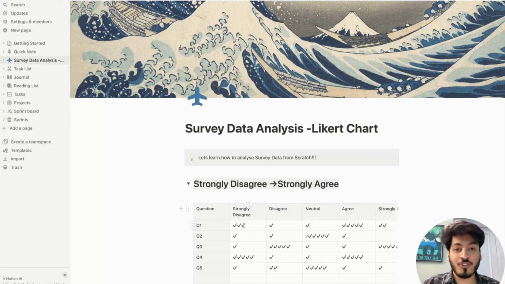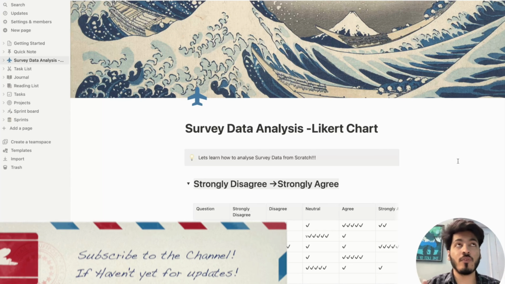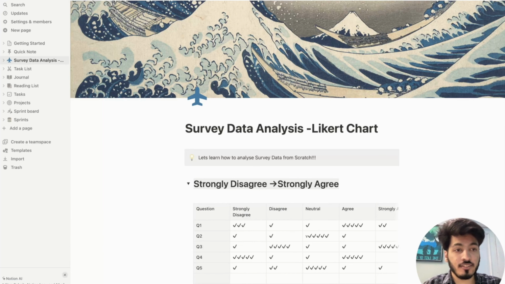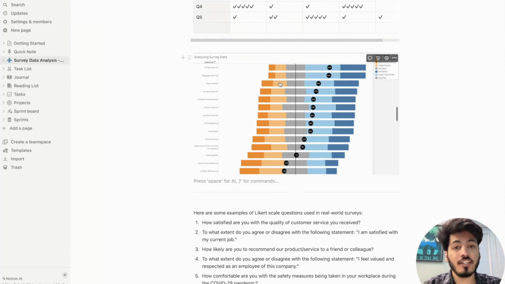What kind of chart should we use in this case, and how can we show the audience whether our survey results have a greater impact or not? For this type of scenario, we use the Likert chart. Let me give you a brief overview of how we can interpret a Likert chart. Basically, a Likert chart is nothing but a diverging bar chart.